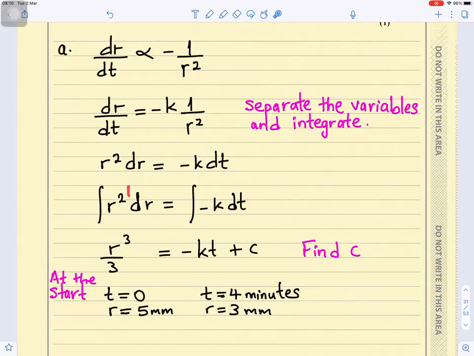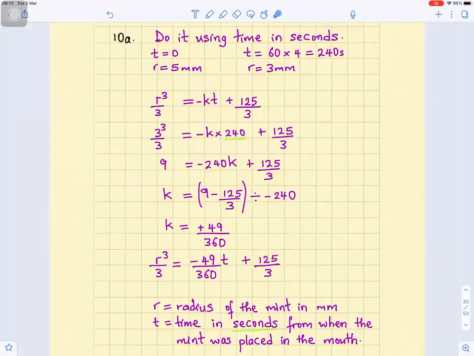When you integrate, you add 1 to the power and divide by the new power, so it becomes r cubed over 3. And since k is a constant, when you integrate minus k, you just get minus kt plus c. And we need to find c. C is a constant of integration. We know at the start, t equals 0, r equals 5 millimeters, and when t equals 4 minutes, r equals 3 millimeters. So we're going to do it using the time in seconds.